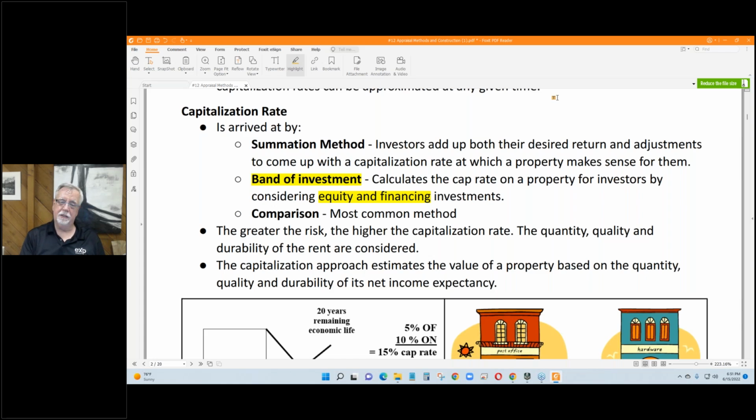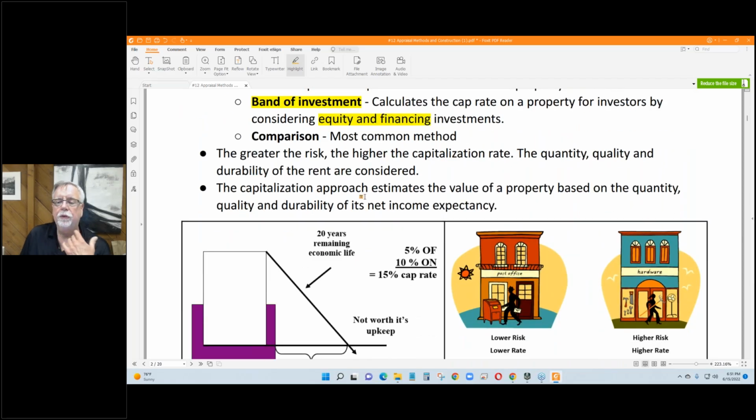Did I say that the cap rate is the most difficult part? Well, the greater the risk, the higher the rate. I'm going to give an example in a minute. Quantity, quality, and durability of the rent are considered. I have a YouTube channel and I have a video on it called How to Analyze Investment Properties. My YouTube channel is Upthink Real Estate, if you were wondering, if you wanted to go watch it.